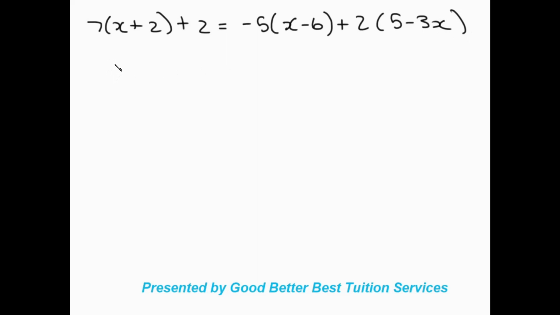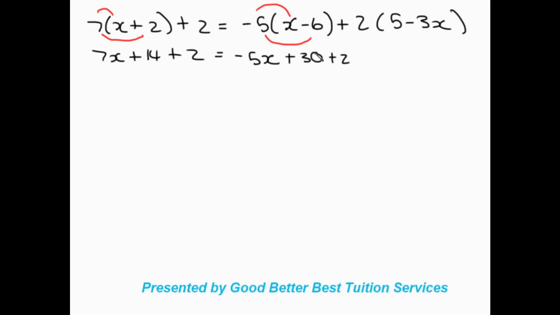So straight away we know our first step when we're dealing with bracket linear equations, we're going to times out our brackets first. So firstly we're looking at 7 times x, 7 times 2. So we get 7x plus 14 plus 2 is equal to, going negative 5 times x, negative 5 times negative 6. So now negative 5 times x, it's a negative times a positive, so it will be negative 5x. Then we're looking at negative 5 times negative 6. It's a negative times a negative, so we get a positive 30.